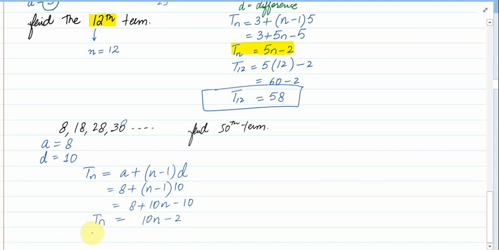Alright, clear? We need to find out the 50th term, that means n is equals to 50. So T50, instead of n I will write 50, is equals to 10 times 50 minus 2. 50 tens are 500 minus 2, so that is equals to 498. 498. And after that we are going to start the worksheet.